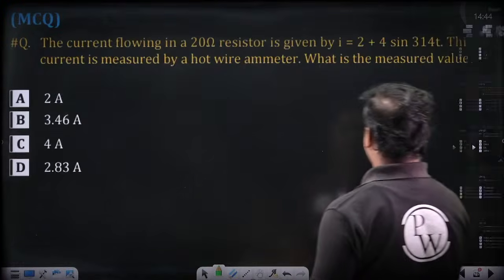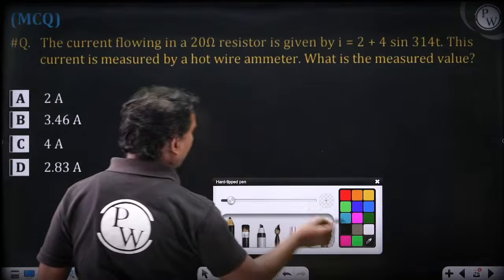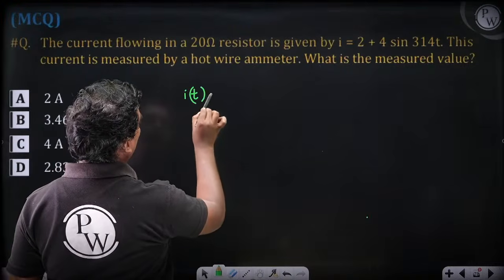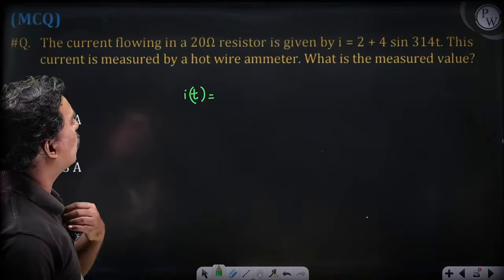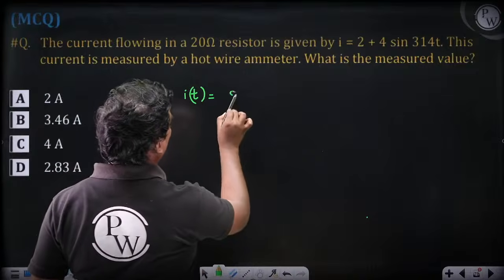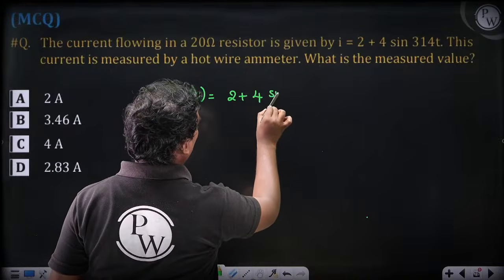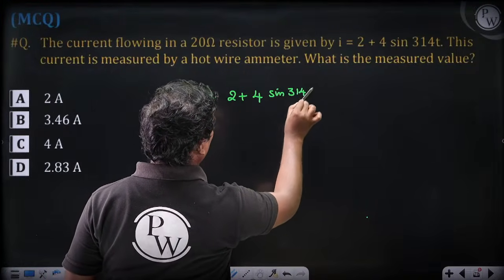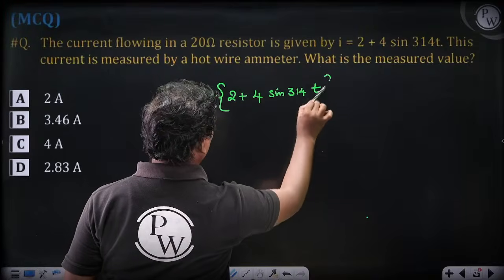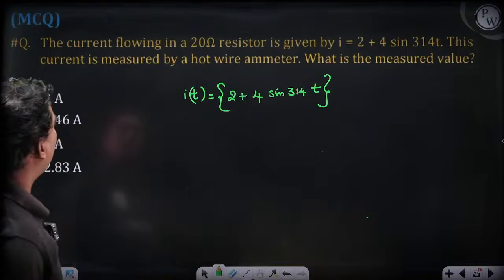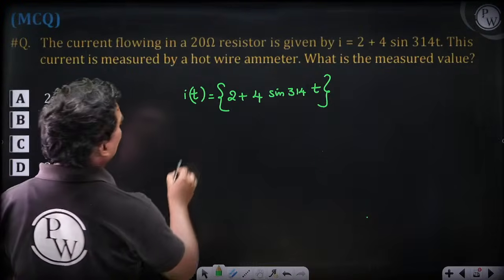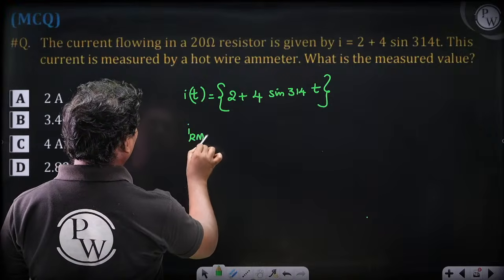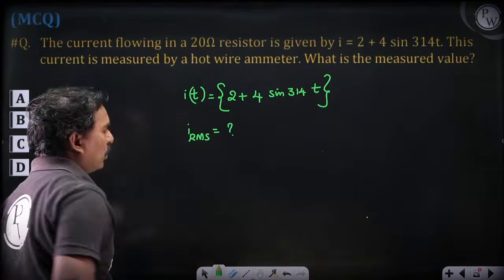Answer this question. The current flowing in a 20 ohm resistor is given by the equation 2 plus 4 sin 314t. The current is measured by a hardware ammeter. What is the measured value? That means I RMS. So what is I RMS? Please find it out.